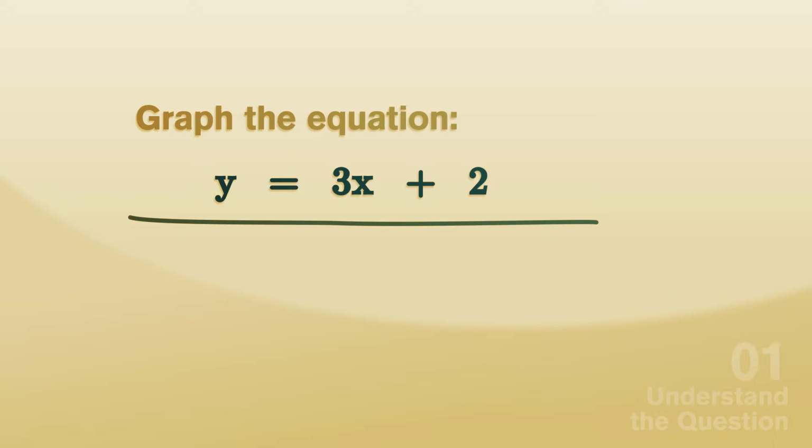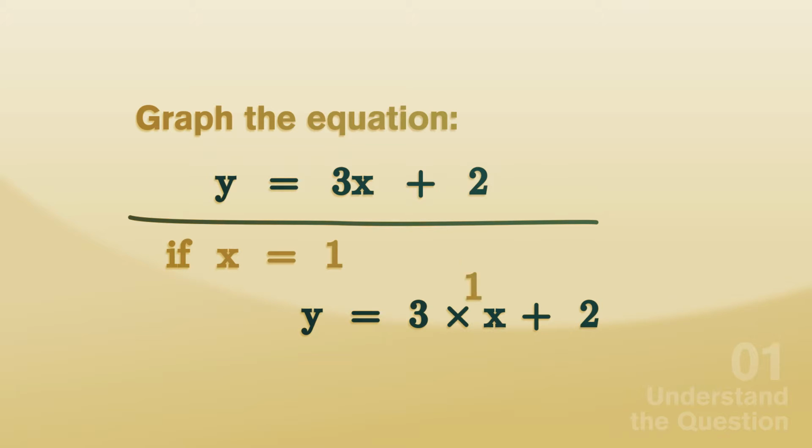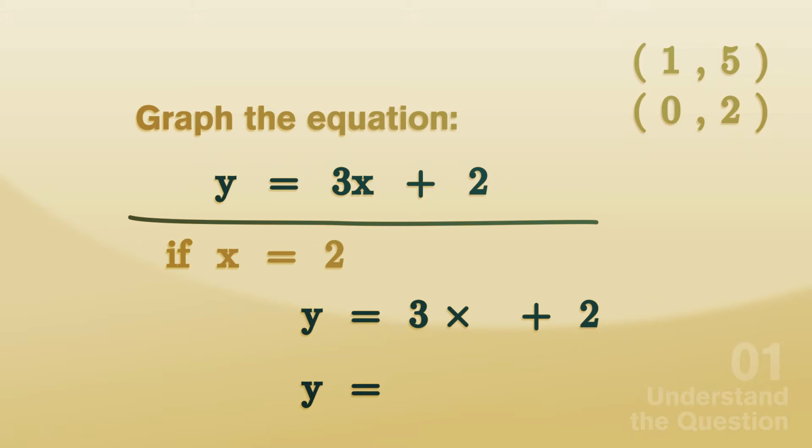Is x equals 1 a possible solution? Let's see. If we substitute x equals 1 into the equation, we obtain y equals 3 times 1 plus 2, which equals 5. So, yes, it is. Now, can x equals 0 be a solution? Yes. If x equals 0, then y equals 3 times 0 plus 2, which is 2. Another solution. How about x equals 2? Yes, y equals 3 times 2 plus 2, which equals 8.